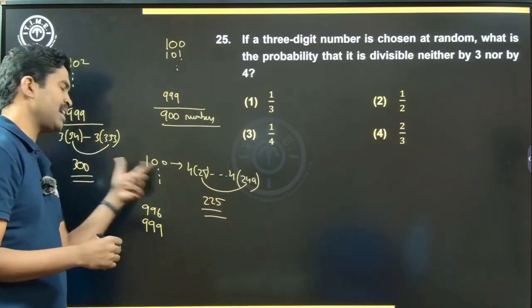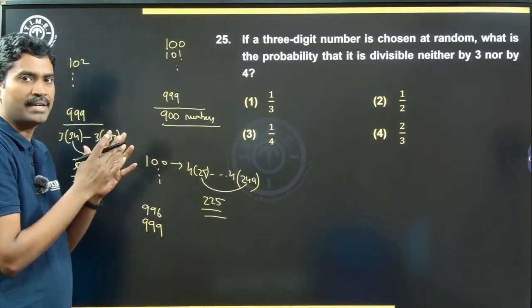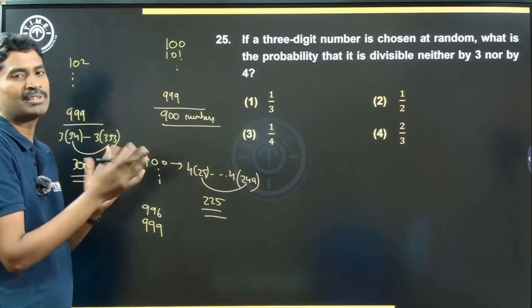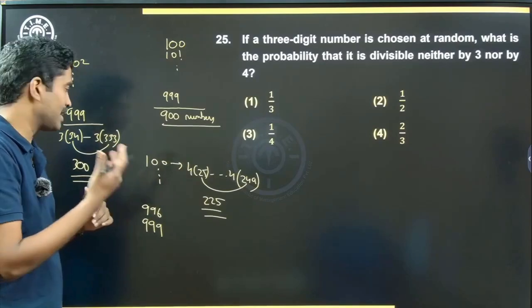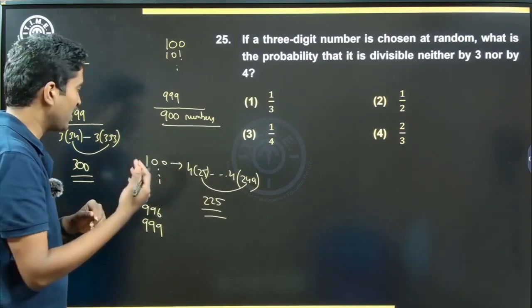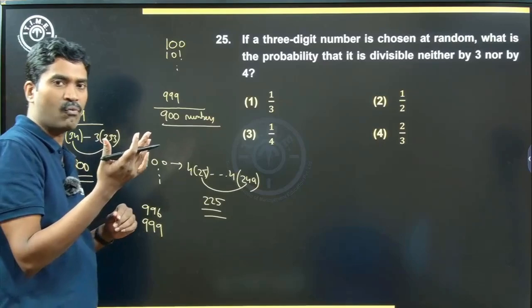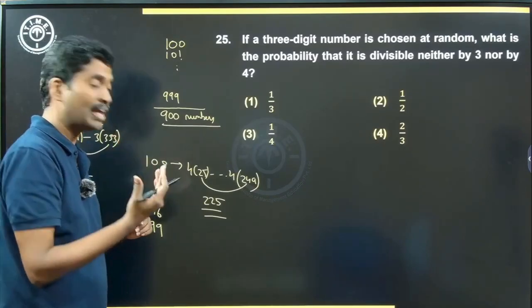Some are divisible by 3, some are divisible by 4. But let's not forget, some numbers would be divisible by both 3 and 4. So we can't add 300 and 225 right away, because then there will be double counting. So let's find out how many numbers are both divisible by 3 and 4. Means they have to be divisible by 12, right?